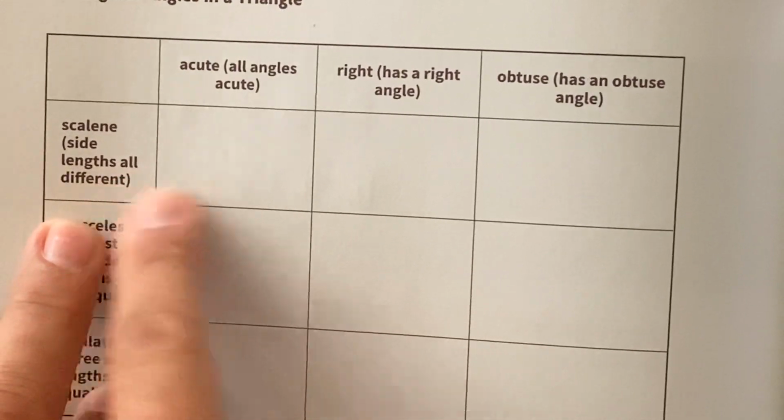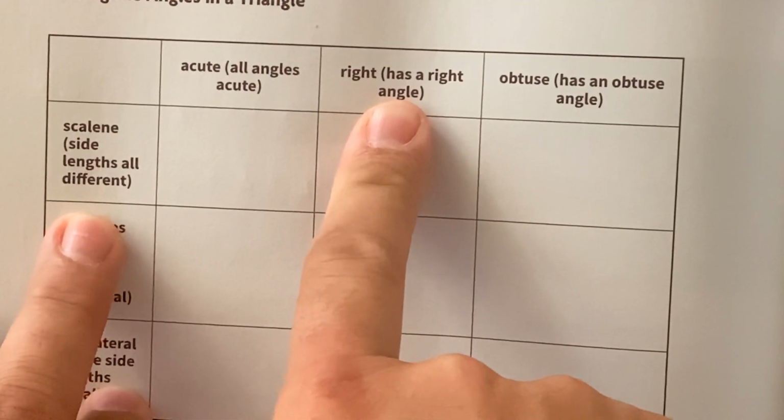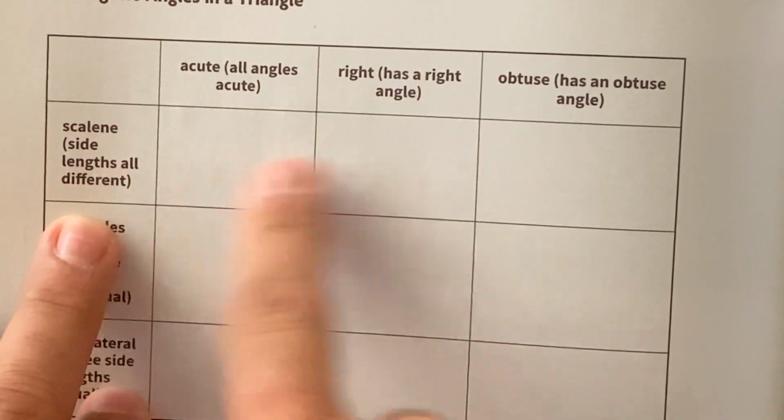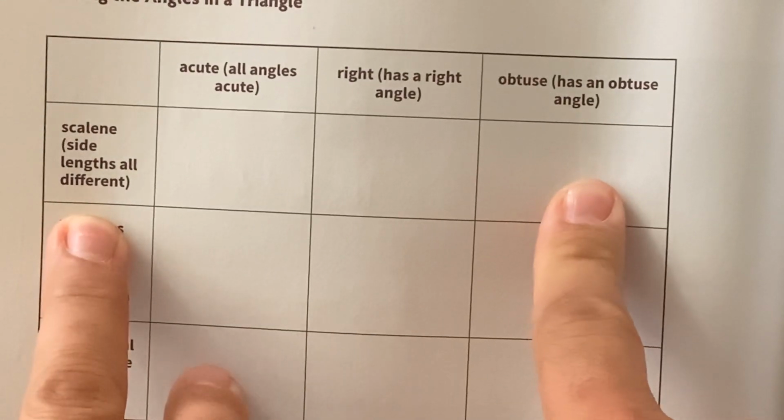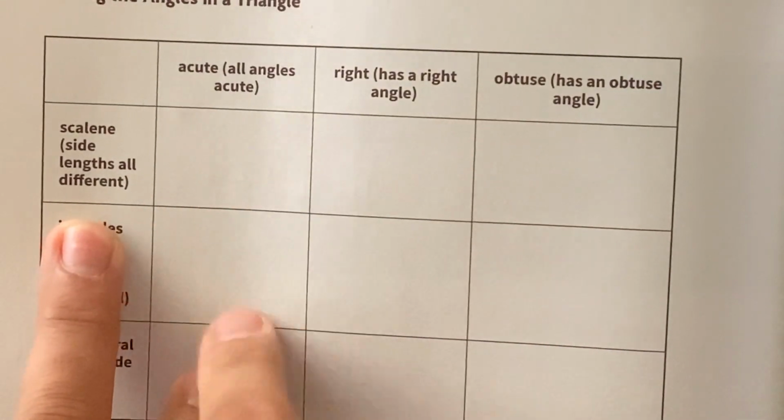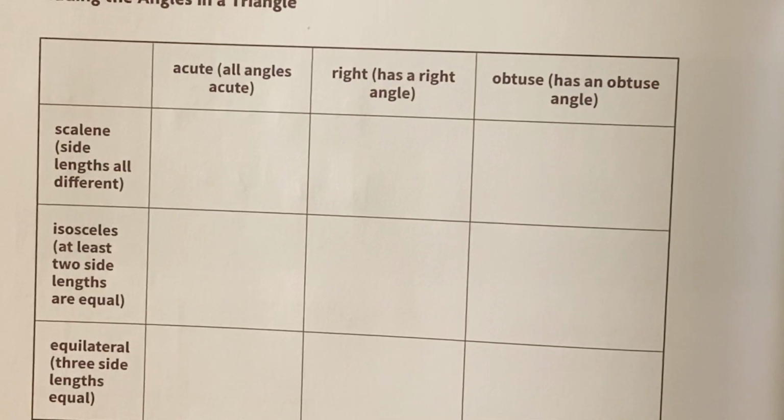Can you draw all different lengths with the right angle in it? Can you draw all different lengths if it has an obtuse angle in it? So the challenge is, can you fit the criteria? Can you draw them? If you can't, write impossible. And I'll give you about 3 minutes or so. Draw what you can in the chart, and then check with a partner, somebody close to you, and see if you agree. So see if you can draw them.